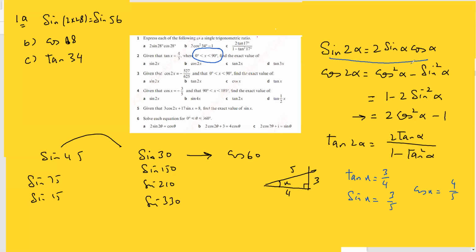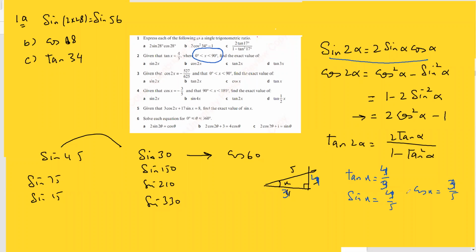Sir, in the question tan x is given as 4 over 3. Oh, in the question tan x is equal to 4 over 3. Thank you for the correction, beta. This is 4, this is 3. So this would be 4 here. And thank you, beta. This would be 3 over here.